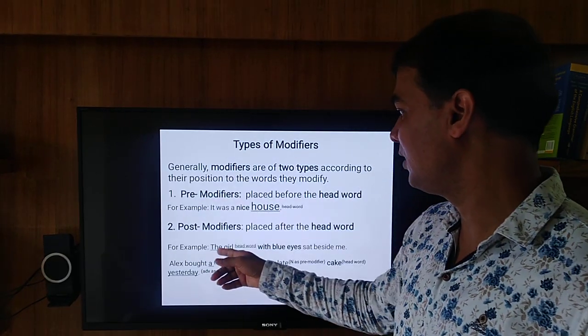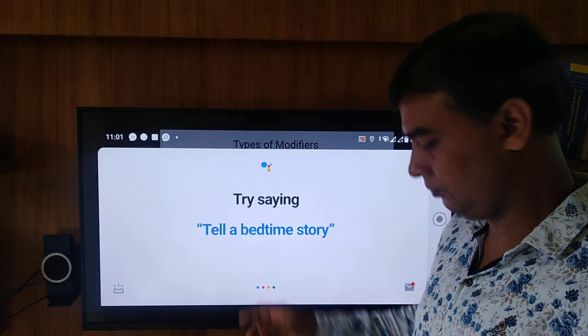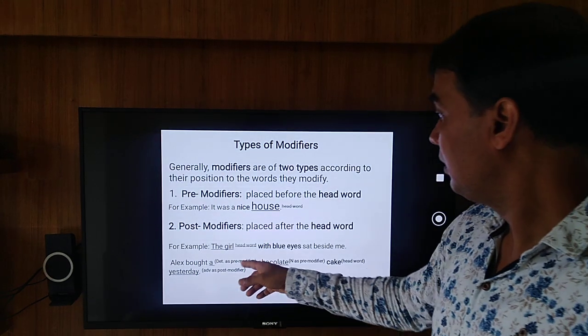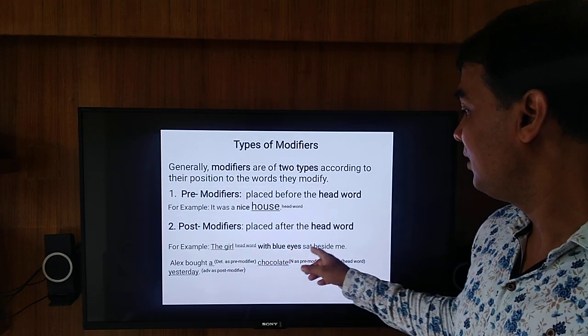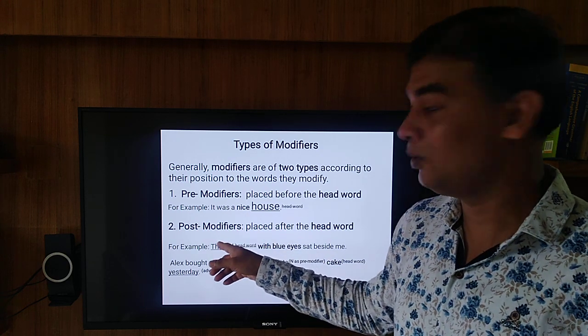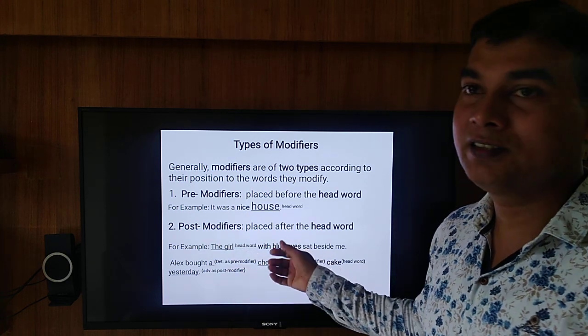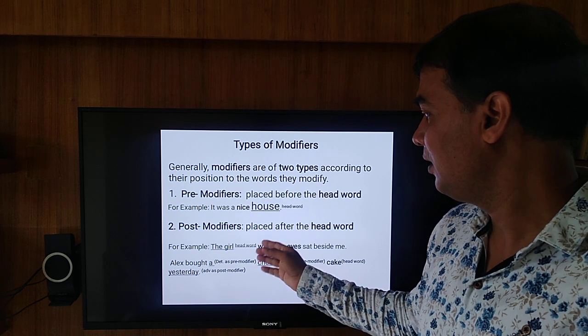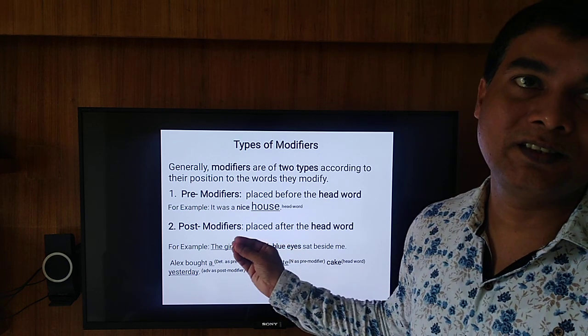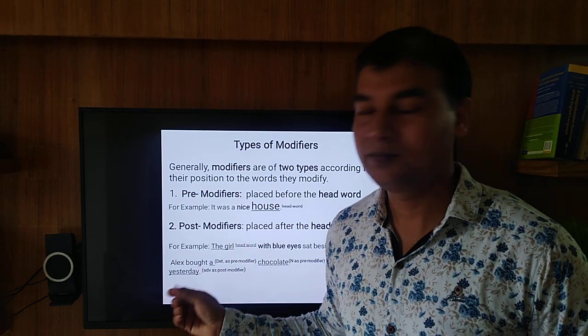For example, you say, the girl with blue eyes sat beside me. Here you see, the girl is the head word. With blue eyes is a prepositional phrase. It appears after the head word. Okay, so with blue eyes is the post-modifier.